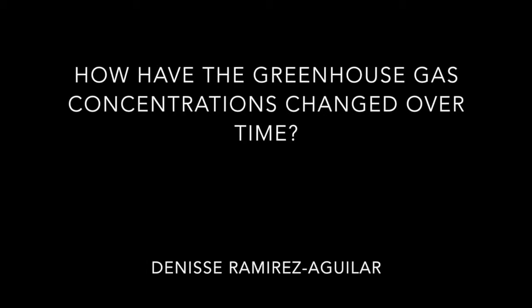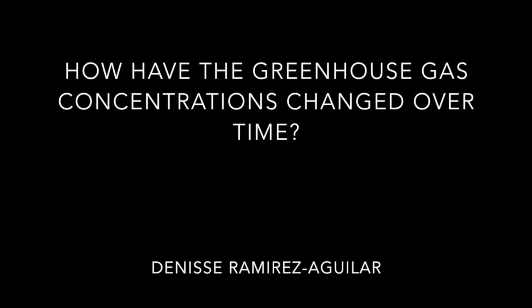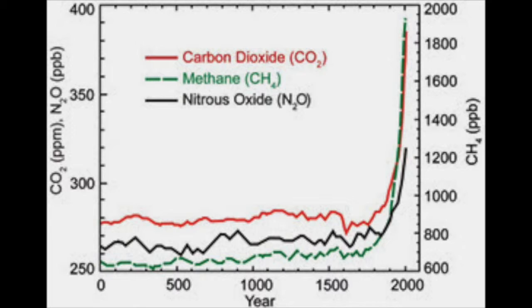How have the greenhouse gas concentrations changed over time? In this graph, we can see three major greenhouse gas concentrations in the atmosphere over the last 2,000 years. These gases, such as carbon dioxide, were once under 300 parts per million, and methane and nitrous oxides were under 300 parts per billion. If you look closer to the left side, you can see that carbon dioxide is parts per million and nitrous oxide and methane are only parts per billion.